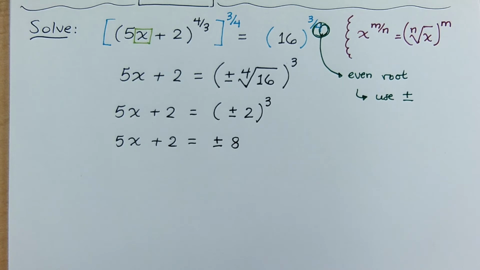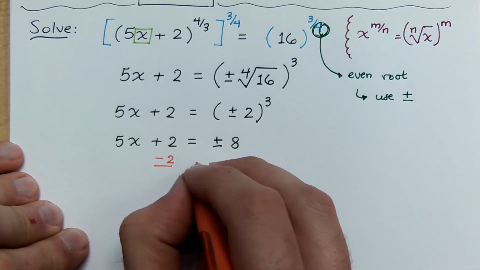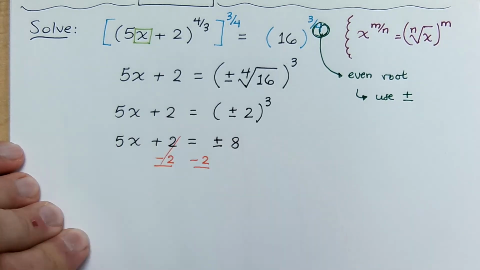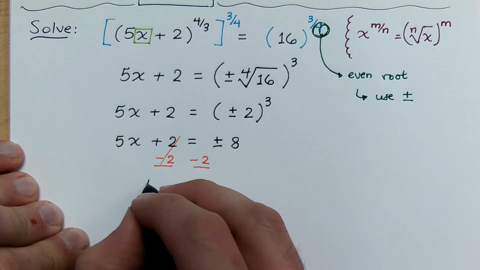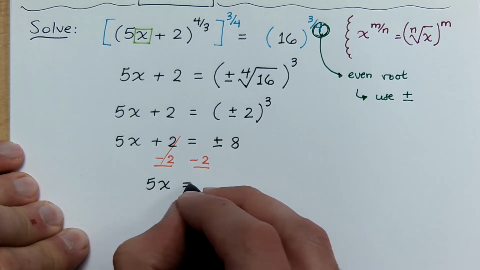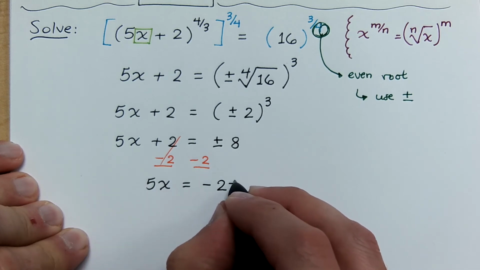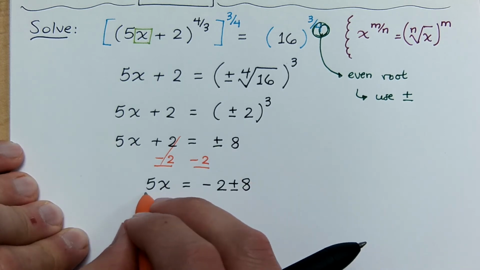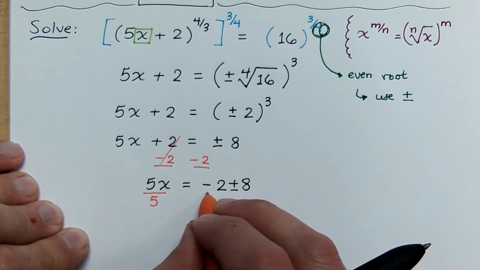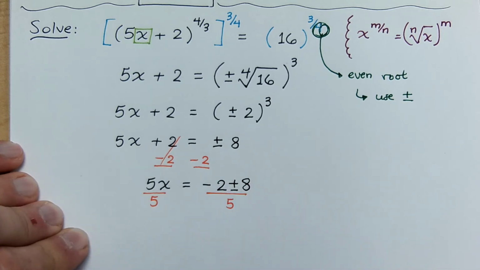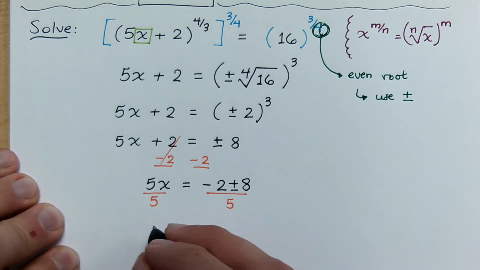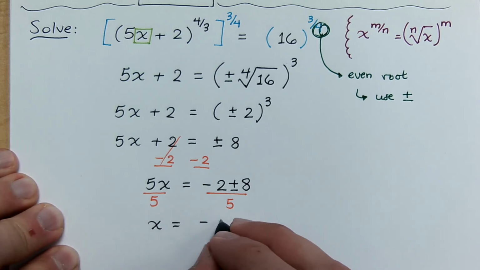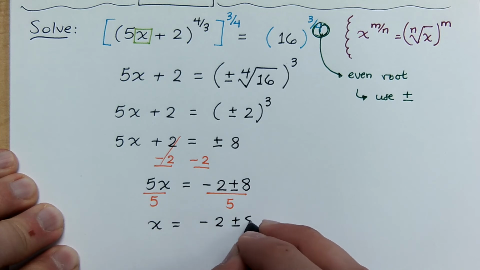So finish getting x by itself. What do we do next? Move the 2 to the other side by subtracting it. Since the plus or minus is already in play, you've got to put it in front of it. So it's 5x equals negative 2 plus or minus 8, and then what? Divide both sides of the equation by 5. Do y'all agree? So x is equal to negative 2 plus or minus 8 over 5.